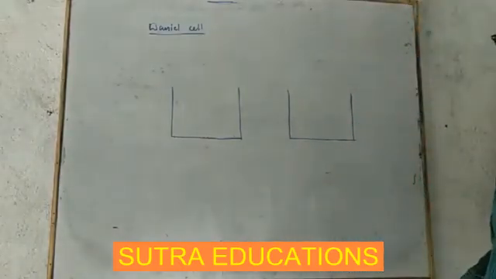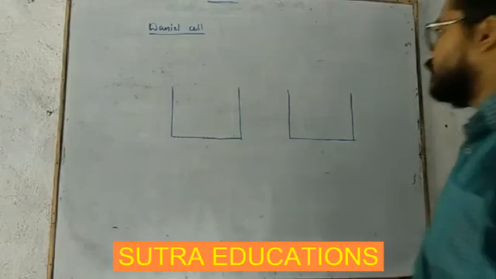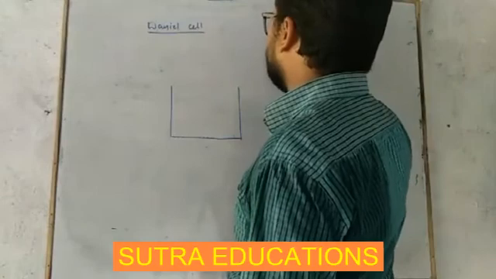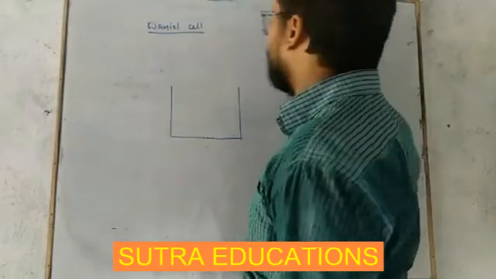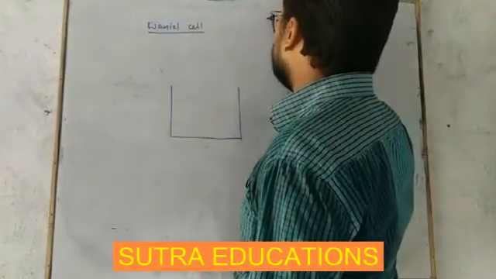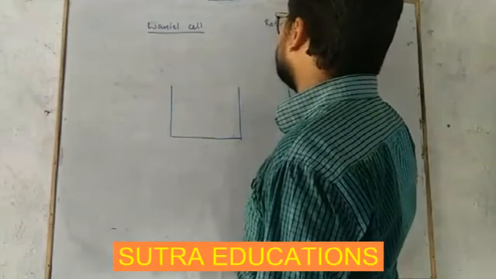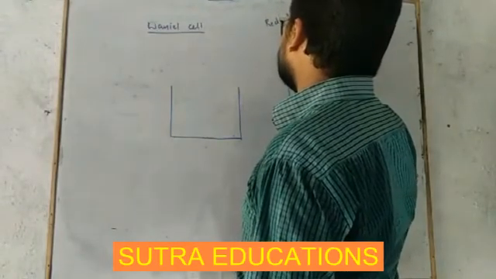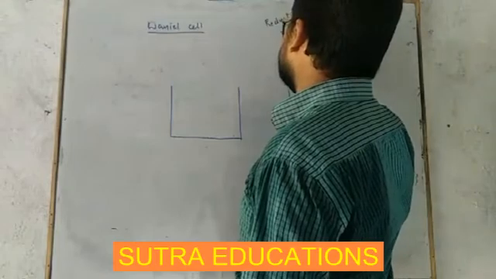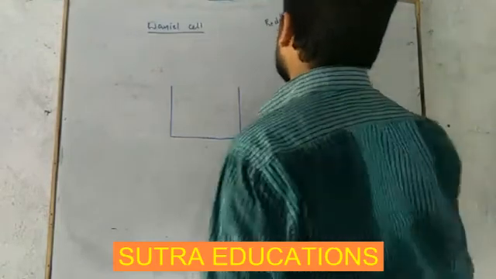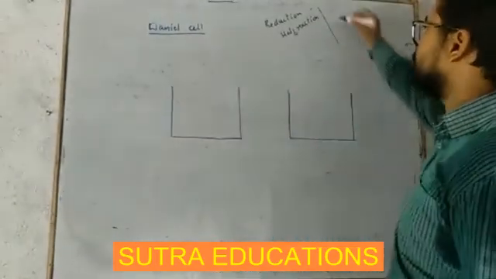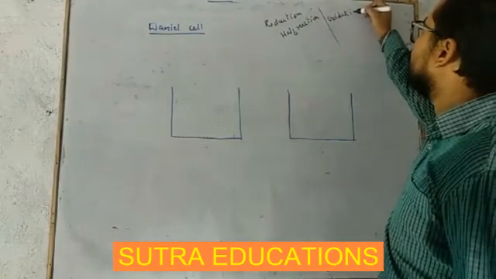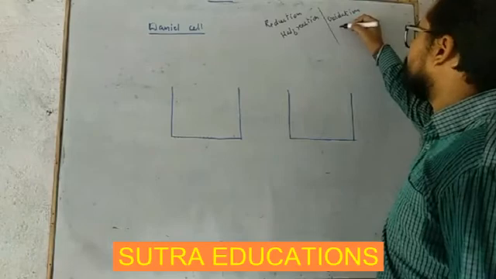But before discussing this, I want to make one point clear. There are two types of half reaction. One is called the reduction half reaction, and the other is called the oxidation half reaction.